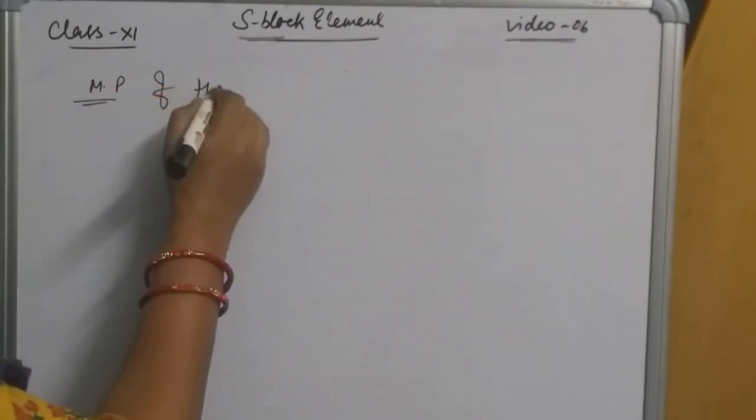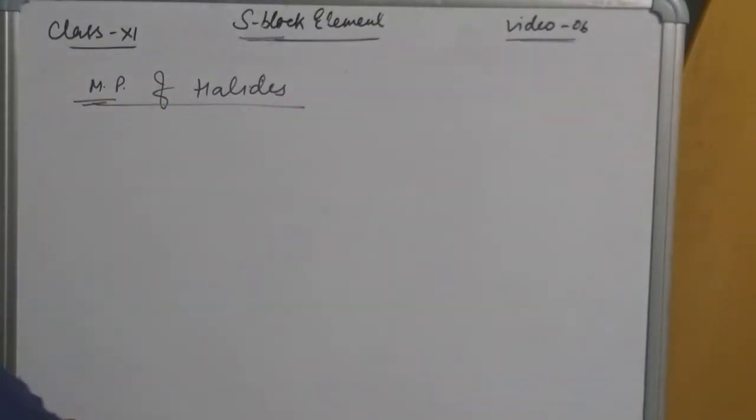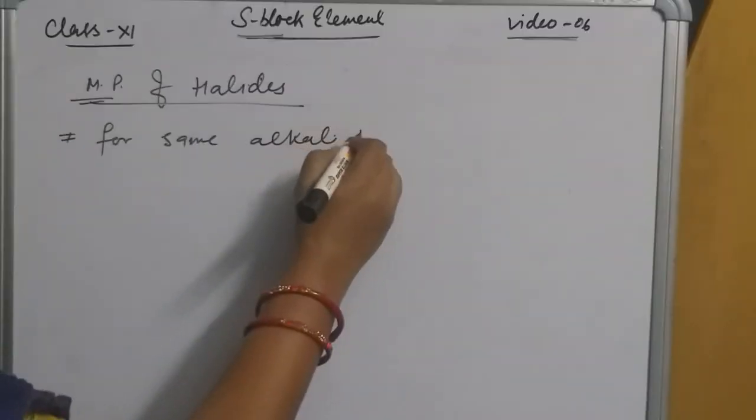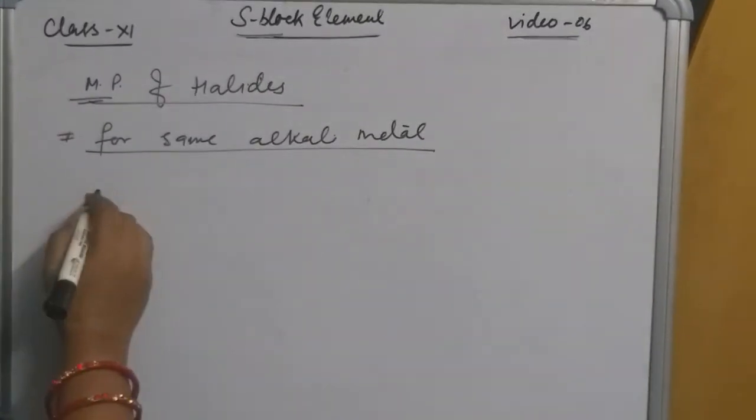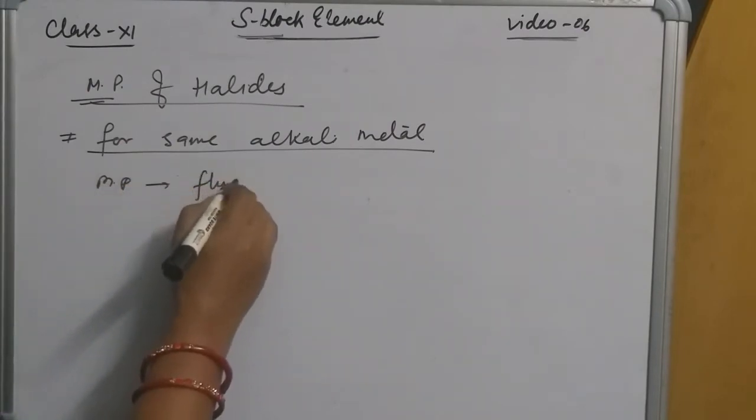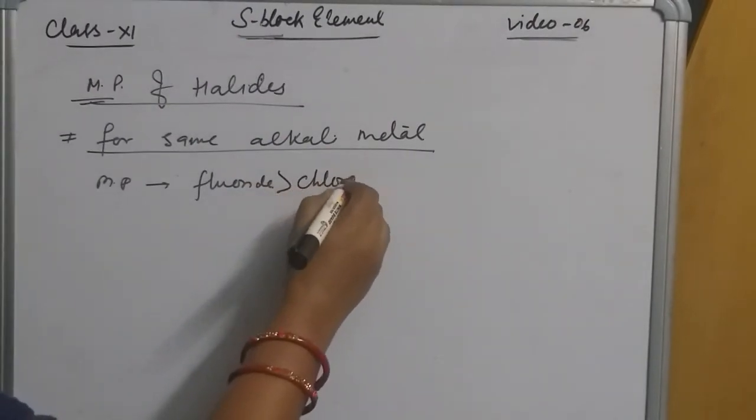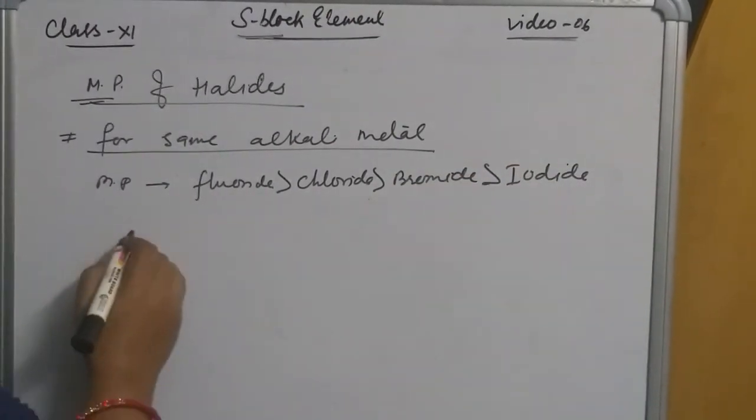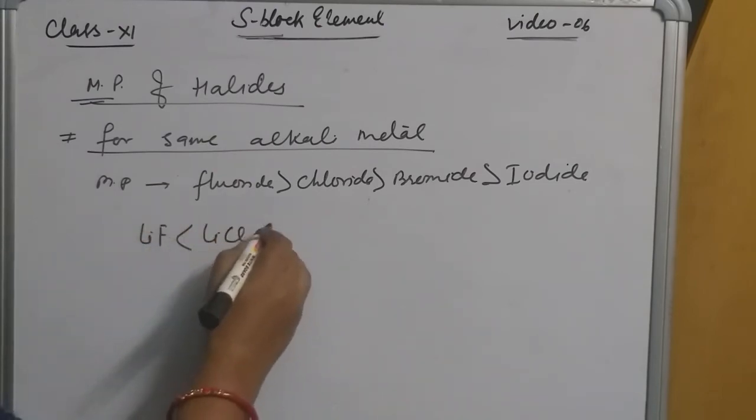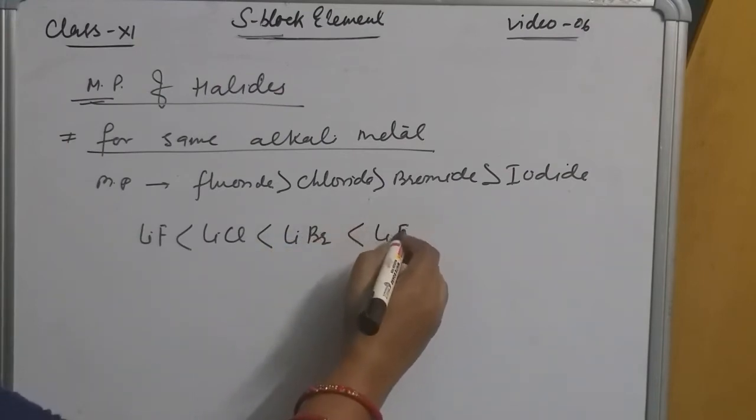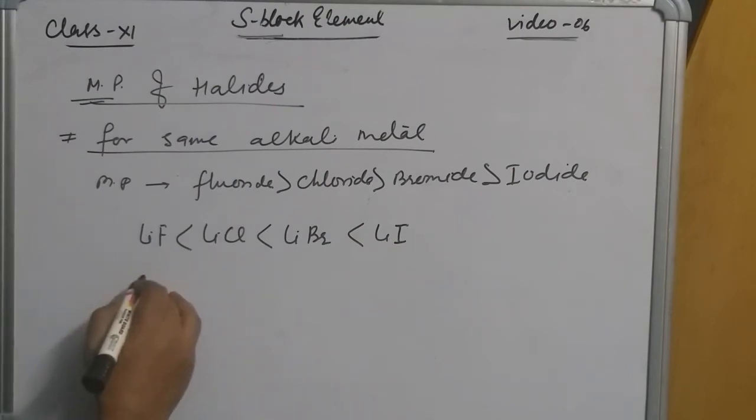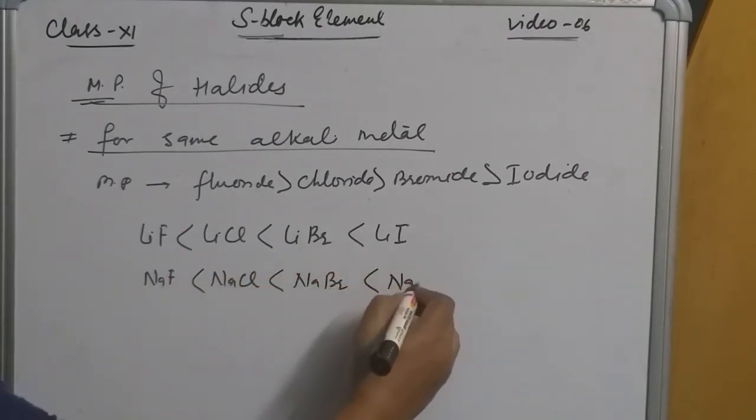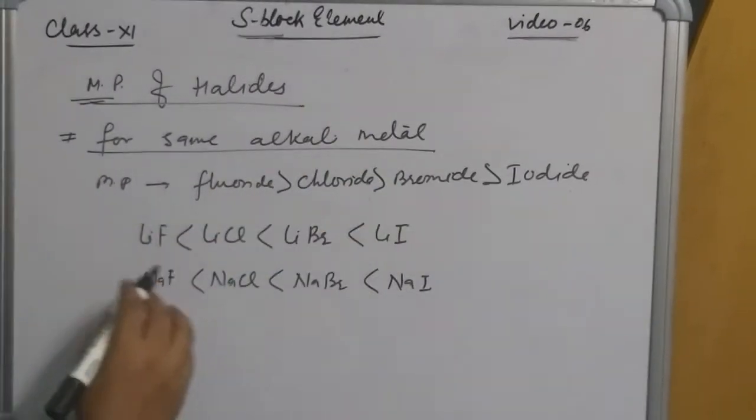Melting points of halides. For the same alkali metal, the melting point order is fluoride, then chloride, then bromide, then iodide. Means lithium fluoride, lithium chloride, lithium bromide, and lithium iodide. And sodium fluoride, sodium chloride, sodium bromide, and sodium iodide. For the same alkali metal, the melting point follows this trend.